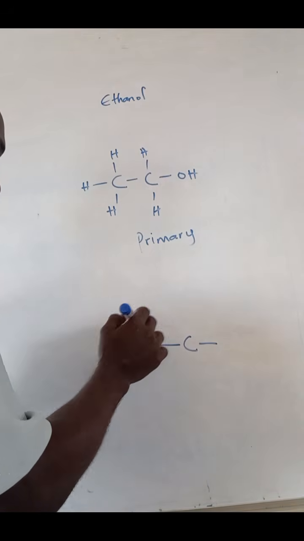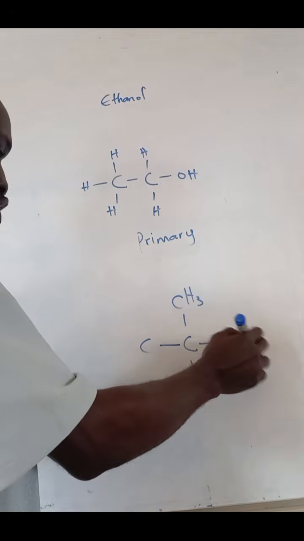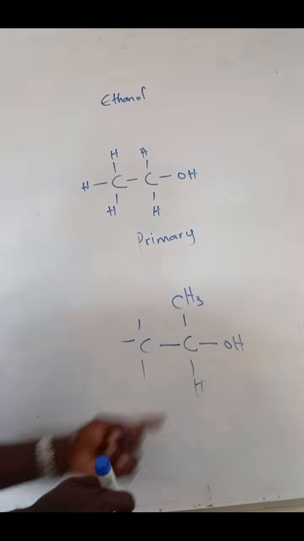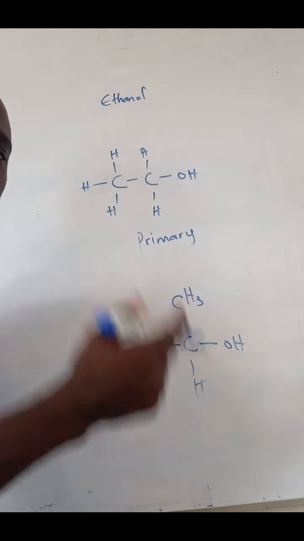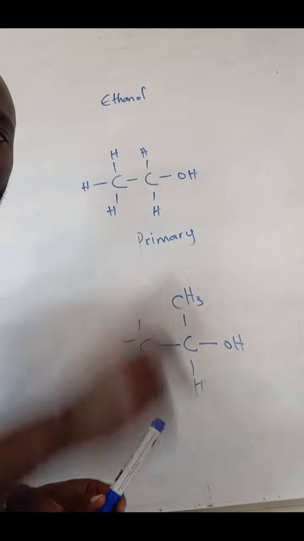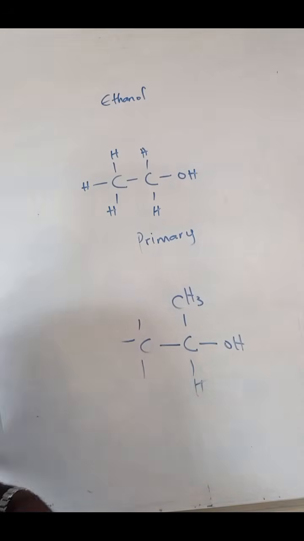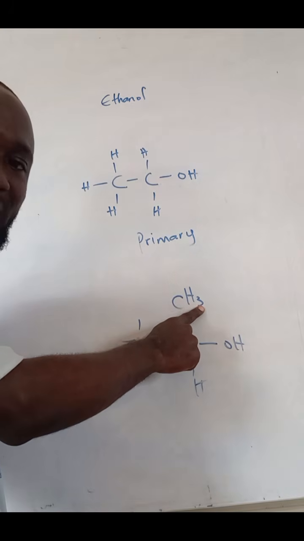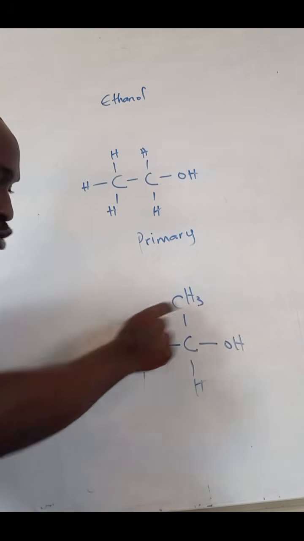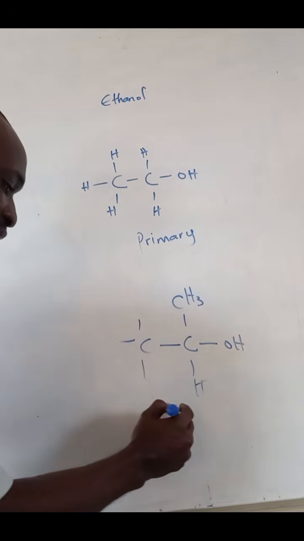Now what if we have another one like this? This is C. This is CH3. This is H. This is OH, and this is CH3. Now you see that there are two alkyl groups. An alkyl group is when you have a member of the alkane series and you remove one hydrogen atom from it, you form an alkyl group. An example is when you have methane and you remove one hydrogen to form methyl. This is methyl again. 1, 2. So there are two alkyl groups attached to this carbon. We call this secondary.